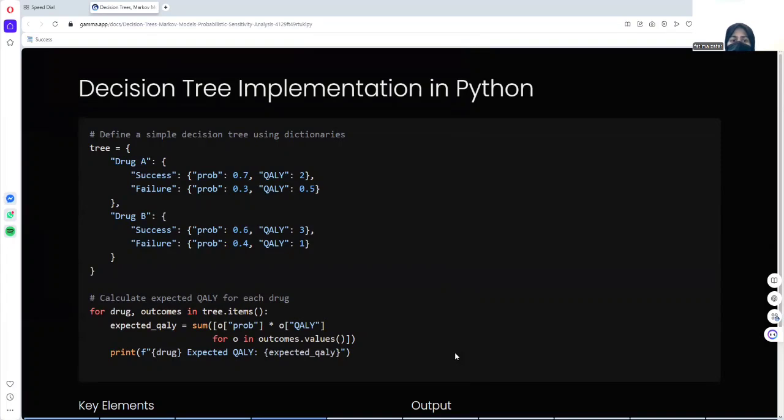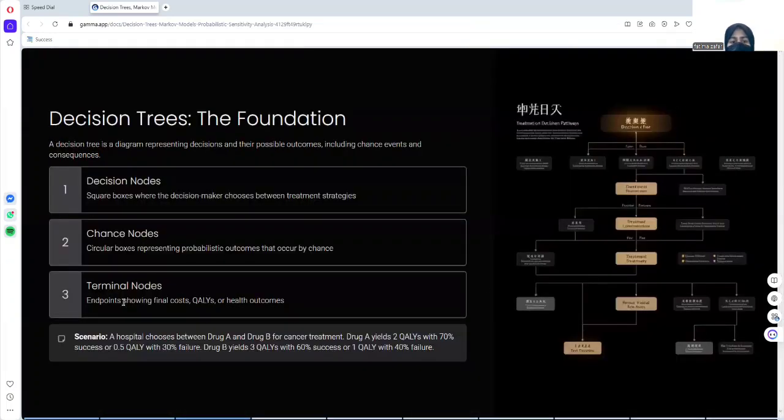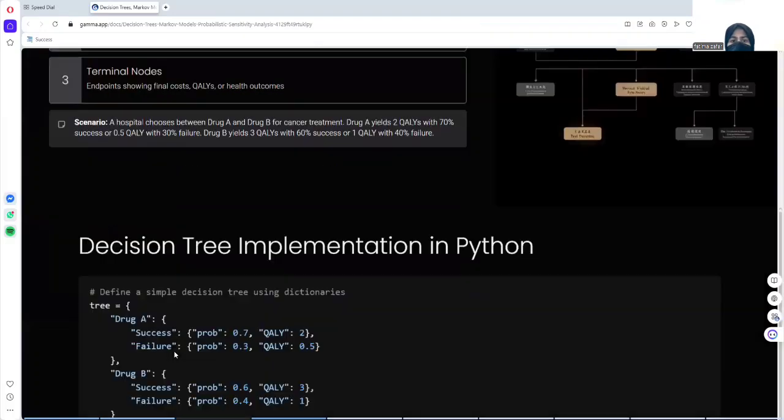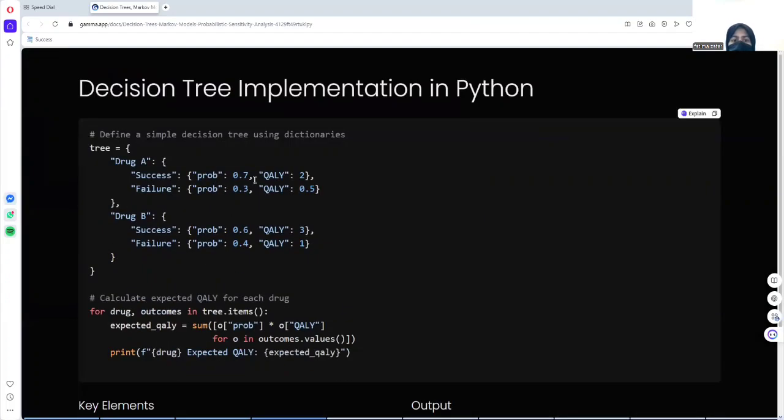Now, this is just an implementation of it. We have to define a simple decision tree using dictionaries. So here we just initialize the dictionaries. You will see tree. Inside that tree, we have two dictionaries, one for drug A and one for drug B. The data from the above scenario we embed into our code: success probability 0.7, QALY 2, and in failure we have probability 0.3 and QALY 0.5, and the same for drug B. So we have created the dictionaries here.